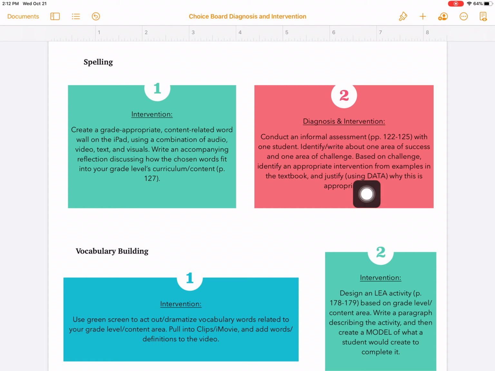So your data is, well, on the spelling inventory, my student only was able to spell 1 out of 4 long vowel sound words. That's your data. They could spell 1 out of 4 long vowel sound words. And so I found an intervention that would help them to focus on and learn more about long vowels. So you want to use your data, use what the student did and where they faced a challenge in the assessment to justify why the intervention you chose is appropriate for them.